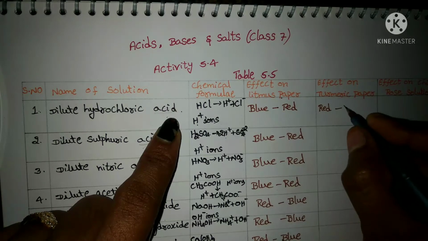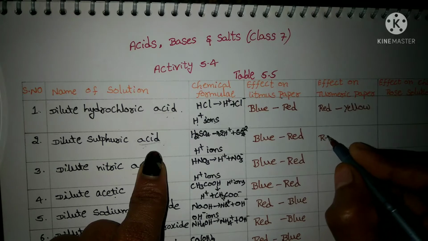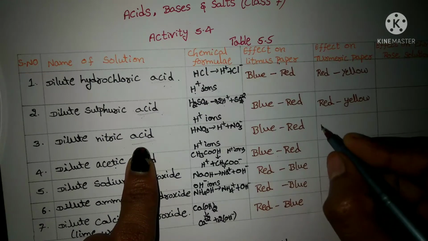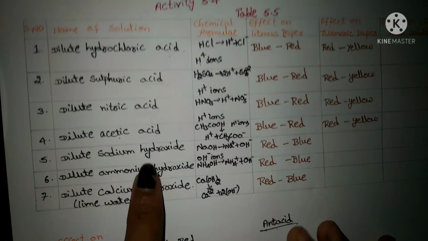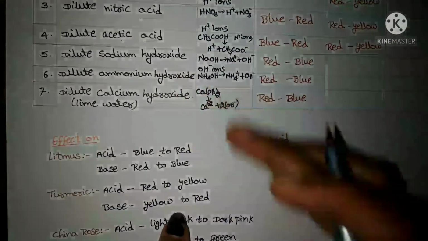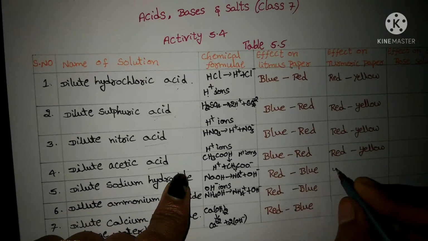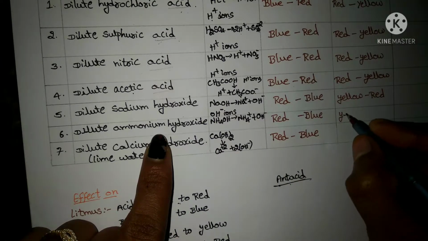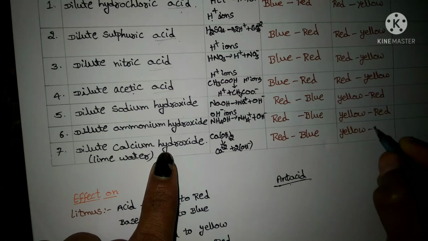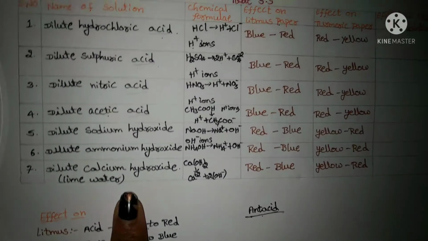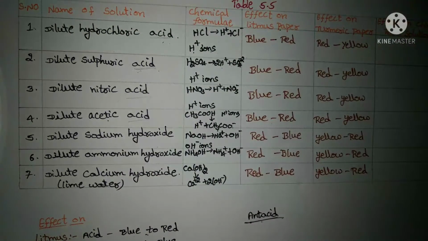So, red turmeric paper turns to yellow. This is also acid. So, here also red to yellow. Nitric acid is also acid. So, red to yellow. Acetic acid is also acid. So, red to yellow again. Now sodium hydroxide is a base. What is the effect of base on turmeric paper? It is yellow to red color. Again, it is a base, so yellow to red. Calcium hydroxide is also a base, so again yellow color to red color. Clear? Okay, this is the effect on the turmeric paper of these solutions.